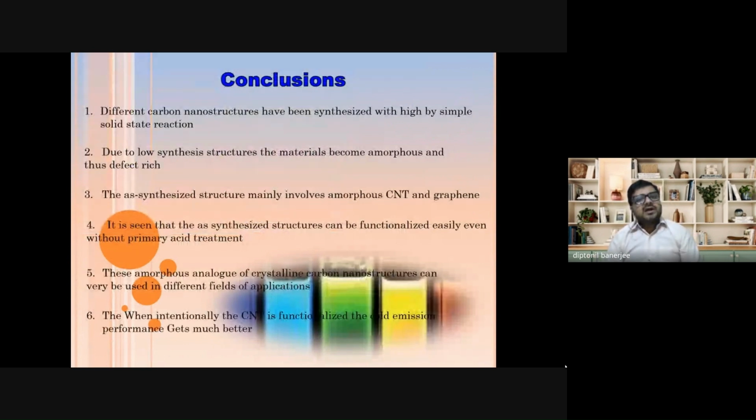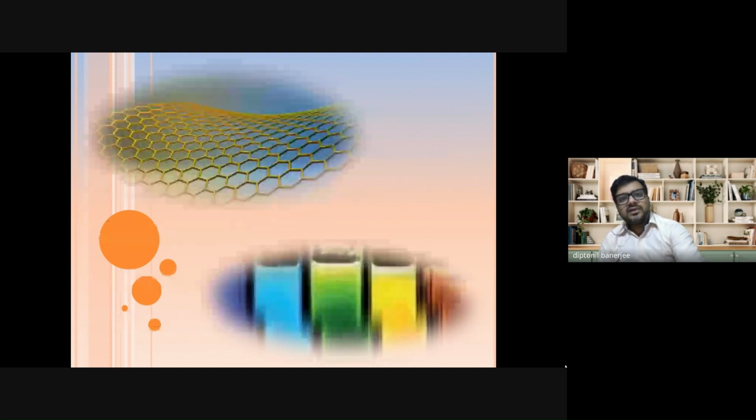Different carbon nanostructures have been synthesized with a very simple solid state reaction. And this sample can be very easily functionalized with the foreign material, and that functionalized sample gives much better field emission compared to the pure samples. And here the effectiveness of this amorphous analog of the crystalline CNT or graphene is achieved.